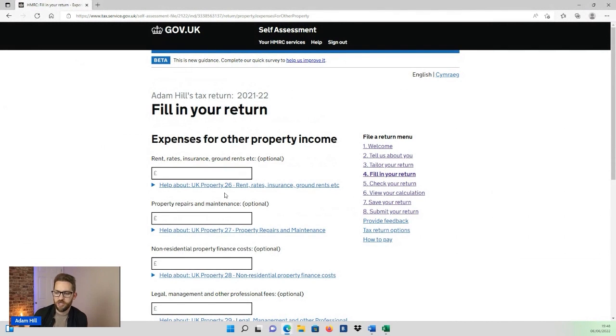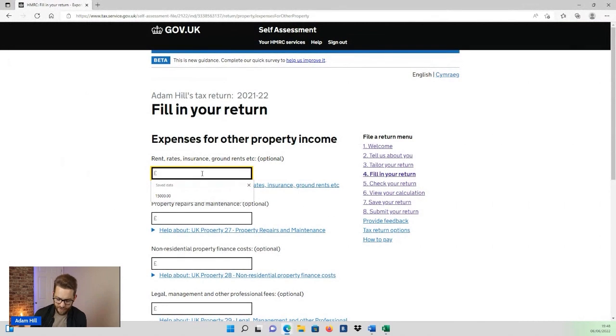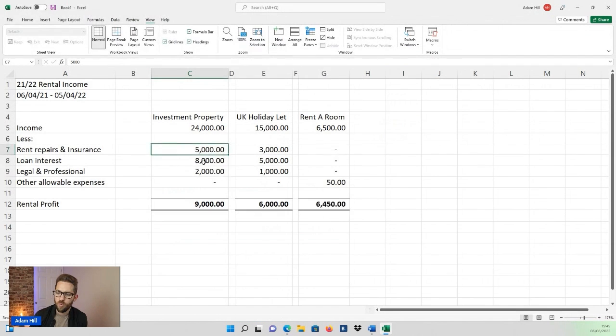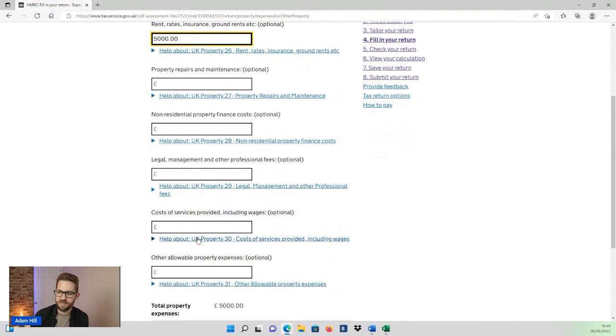And now we're given a chance to declare our expenses. Again, it's simply a case of transferring the figures across. So we've got 5,000 to go in the top box. We've got 8,000 of loan interest. Now, what you'll find when we go to enter this is there is no box here for loan interest like there was with the holiday let income. And again, that's because the rules are a bit stricter with investment properties.